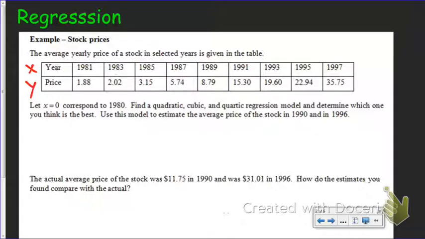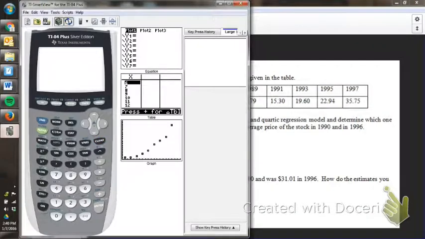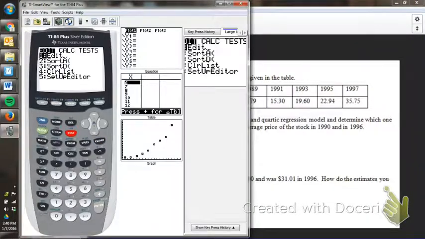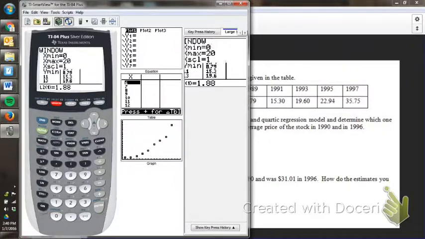So we're going to type those values into our calculator. We go to Stat, then Edit, and in L1 we type all of our x values, and in L2 we type the corresponding y values. I've already typed these in to save some time, but if you want to put yours in, you can pause the video.